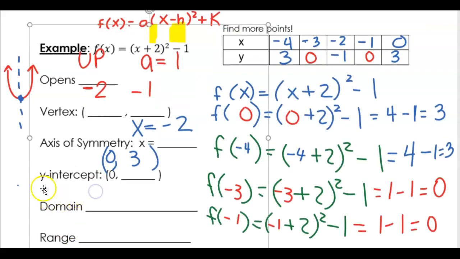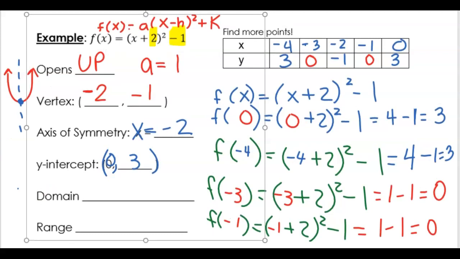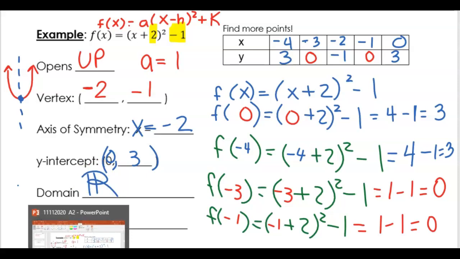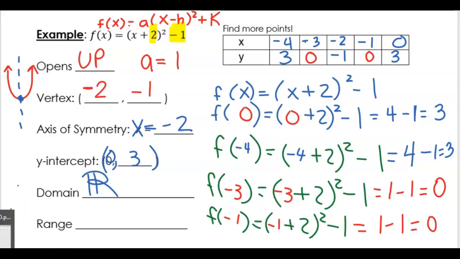This is going to be all real numbers. You can put the fancy looking R, or you can write out the words all real numbers, going back and writing down your domain and range. What about the range? Nope. Well, that may be a way to say it. That's not how I would say it.